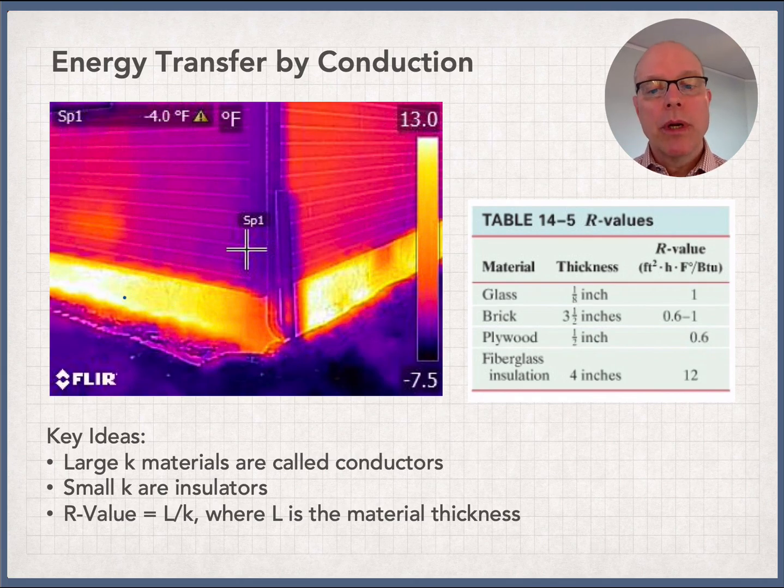So on this slide, we're going to summarize a few things that are really practical. Large K materials, those are your conductors. If you have a small K, you're an insulator. What you call the R value of insulation is something that you look at when you look at insulation in the store. And that's just equal to the thickness of the insulation divided by the K. So super practical. This little table, nothing to worry about, but I just wanted to point it out to you. Let's go on and take a look at a real life example where we study this house.